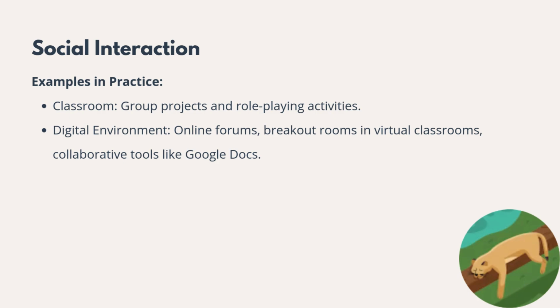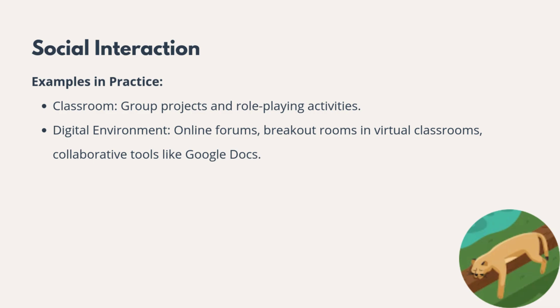Next, let's explore how social interaction can be implemented in real-world educational settings. In classroom settings, one common example is group projects. Imagine students working together on a research assignment. Each team member brings their own strengths to the table, whether it's conducting research, organizing data, or presenting findings. Similarly, role-playing activities allow students to step into different perspectives, encouraging empathy and deeper comprehension.